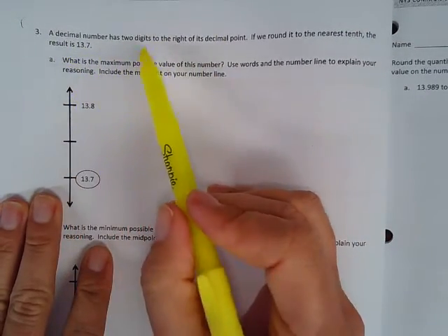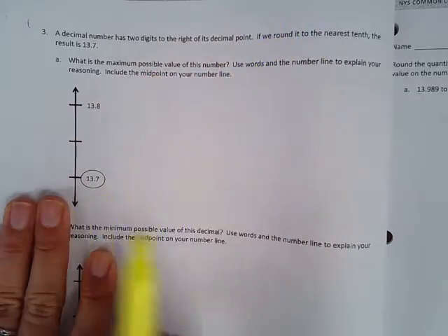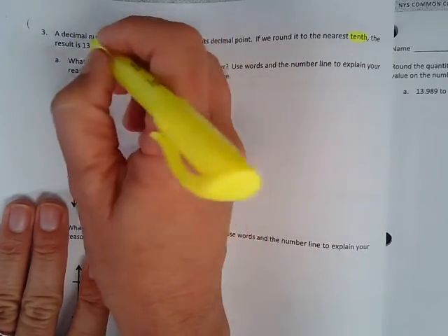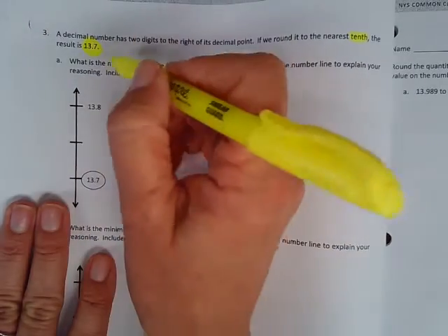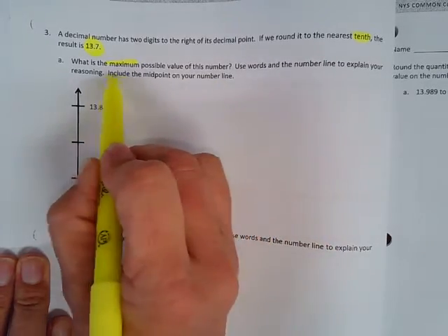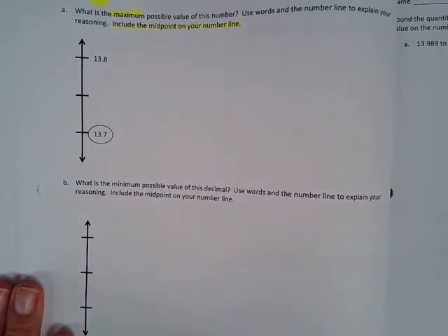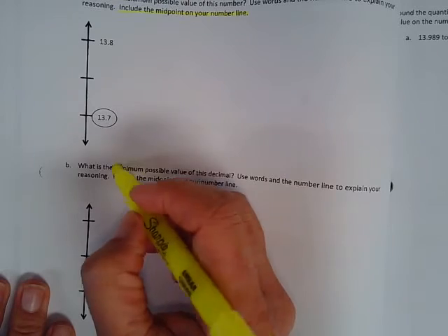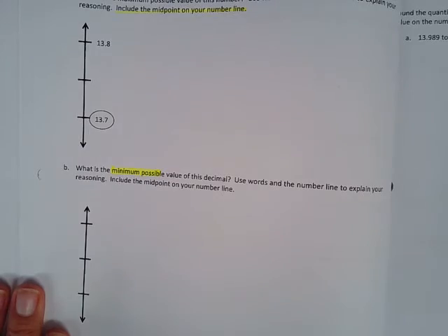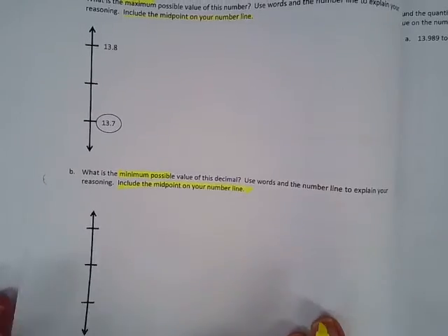Problem 3, a decimal number has 2 digits to the right of the decimal point. Okay, this goes back to what we were doing on problem 3. If we round to the nearest tenth, the result is here. What is the maximum possible value for this number? And include the midpoint on your number line. So you want to go through the 4 steps that we went through. Now, what is the minimum possible value of the decimal? Again, showing the midpoint and going through steps 1, 2, 3, 4 to show your work.